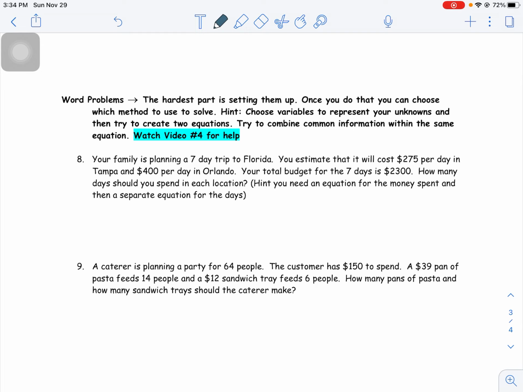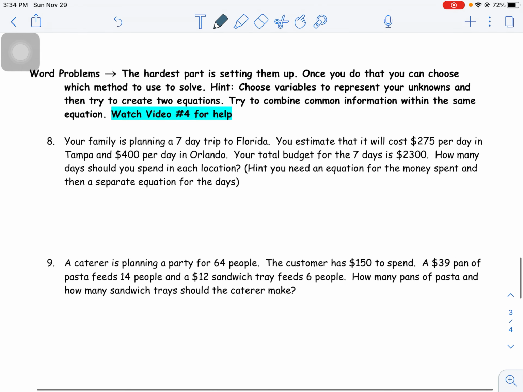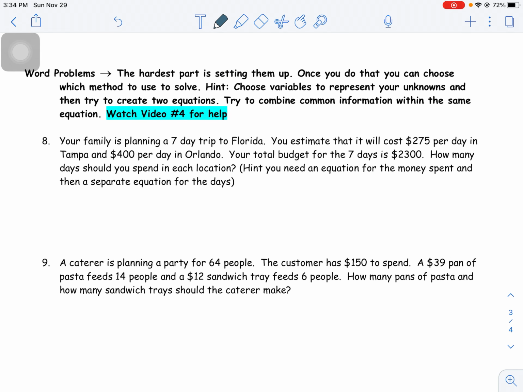So the hardest part about the word problems is physically just setting these up. So for number 8, it says your family is planning a 7-day trip to Florida. You estimate that it will cost $275 per day in Tampa and $400 per day in Orlando. Your total budget for the 7 days is $2,300. How many days should you spend at each location? Hint, you need an equation for the money spent and then a separate equation for the days.